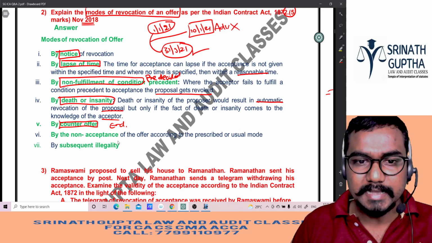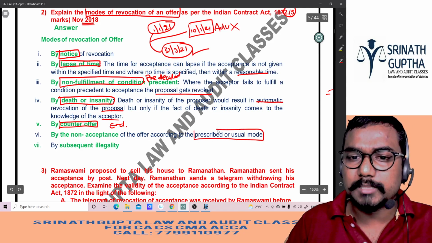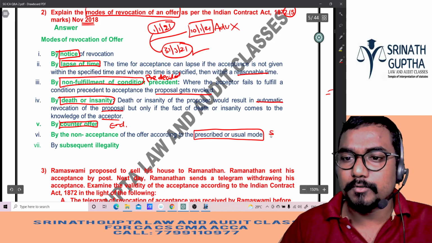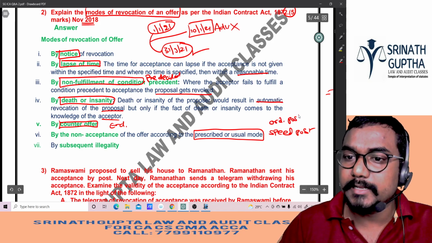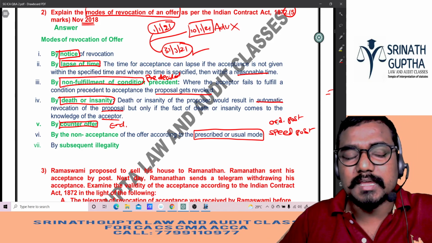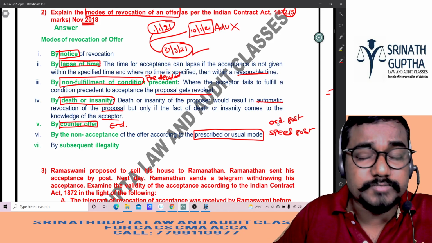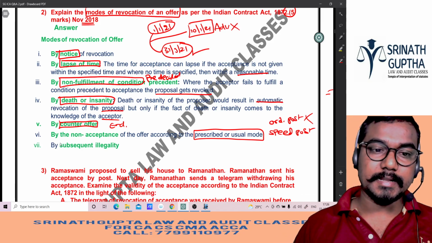Next one, non-acceptance of the offer in the prescribed method. I said to Rohit, please give the reply by speed post, but he gave the reply by ordinary post. Which post, beta? Ordinary post. Then I said to him, Rohit, since you are not giving the acceptance in the specified manner, I am not treating it as valid. So the offer comes to an end.